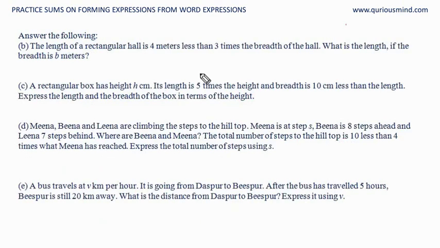The length of a rectangular hall is 4 meters less than 3 times the breadth. What is the length if the breadth is b meters? So it is 4 meters less, means minus 4, from 3 times the breadth. 3 times b. Breadth is b. So length is equal to 3b minus 4.